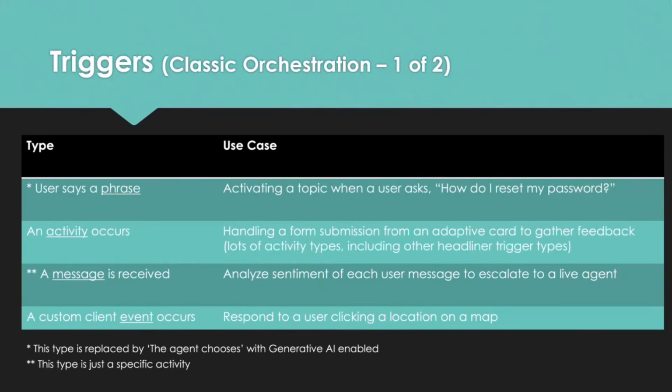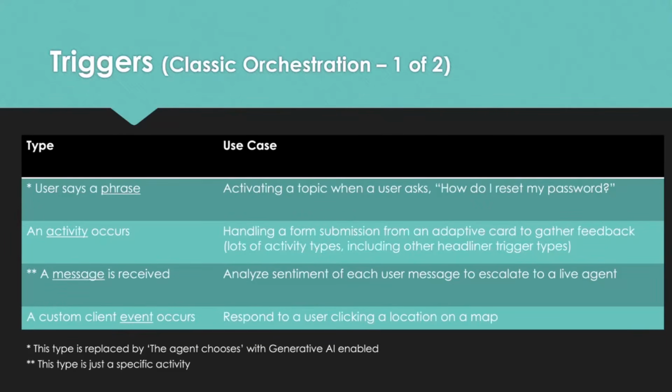You also have when an activity occurs. Now you have a ton of different types of activities that you can trigger on, even including things like message reactions to your messages inside of the Microsoft Teams client. We can trigger when a message is received, and it's actually just a specific type of activity. I mentioned all the different types. Some of these are sort of redundant, but we're focusing on the highlights when you go in and create a new topic. And then we also have the ability to interface with custom client events.